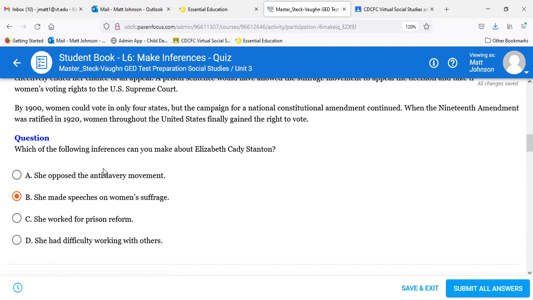We don't have anything here about prison reform, and we don't have enough here to say whether or not she was difficult to work with. She worked with Susan B. Anthony, so there's some indication that she probably was kind of amiable and worked with other people. So that leaves B as in boy for number 2.